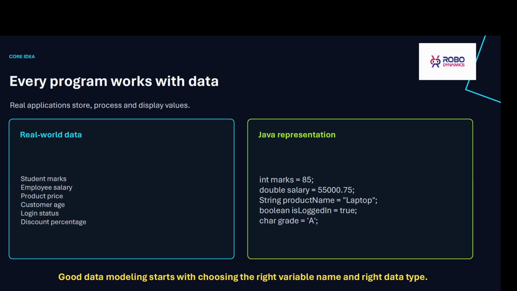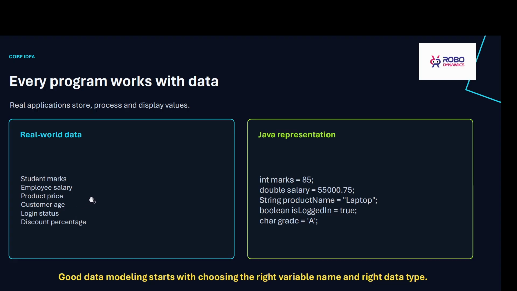Now every program works with data. For example, if you want to build a student management system, then the student marks are needed. Let's say you are talking about employee related systems like payroll or employee management system or timesheet. You need employee ID, what salary they get and all. Or if you are trying to build an e-commerce application like Amazon, then you need the product pricing and all. Customer's age is needed, especially when you're trying to book a movie ticket.